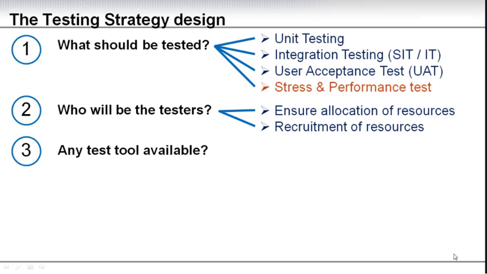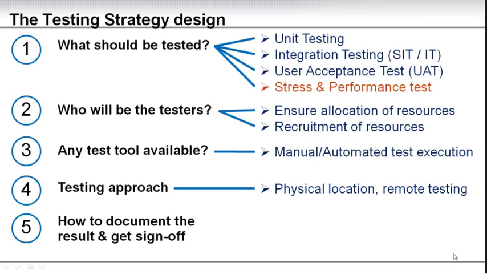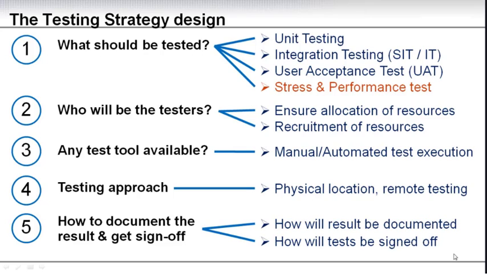Any testing tools available? Is it a manual or automated test execution? This will be critical to determine how much time you need to allocate for your testing. Testing approach. Again, where are we going to do the test? Are we going to be in a physical perimeter of the system itself? Are we going to do remote testing? So what approach are we going to take for executing the test? And then finally, how to document the result of the test and get sign off on the result. Here you need to determine what the documentation requirements are, and how the test will be signed off.